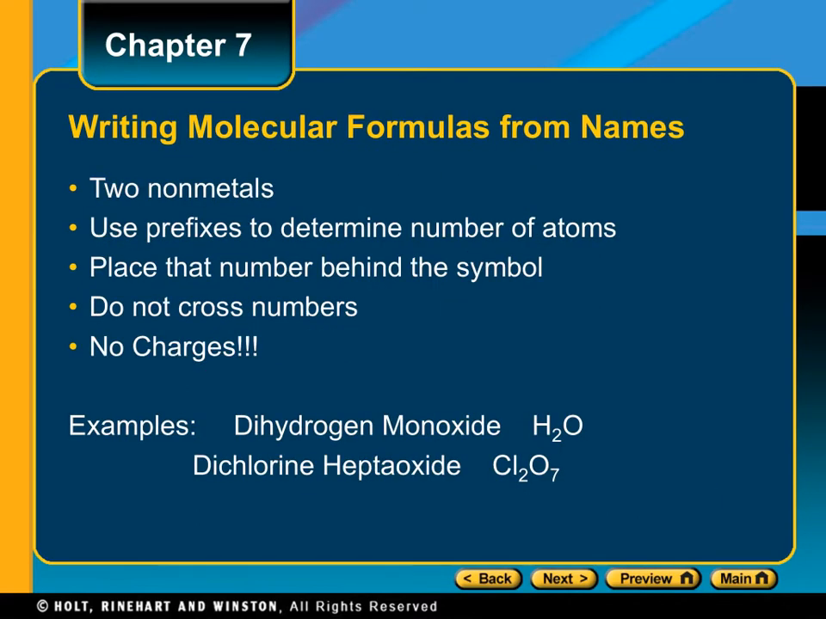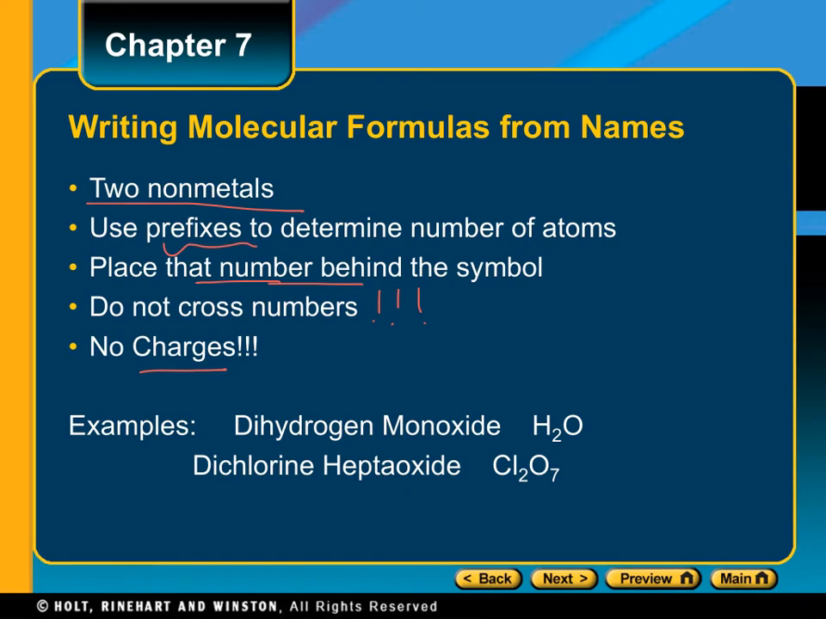Okay, if we don't have an ionic compound, then we have a molecular formula, and this is two nonmetals, and you will see prefixes. And so the prefixes tell you how many atoms. You place that number behind the symbol, and you do not crisscross the numbers. Keep that in mind. We're not going to crisscross and then look up the charges and use the prefixes and all that together. There are no charges, so that's why we're not crossing anything.